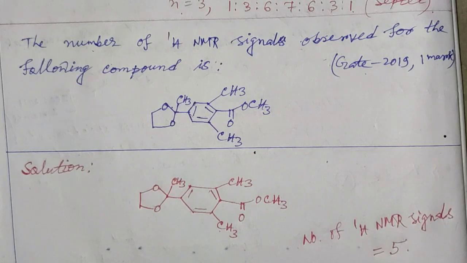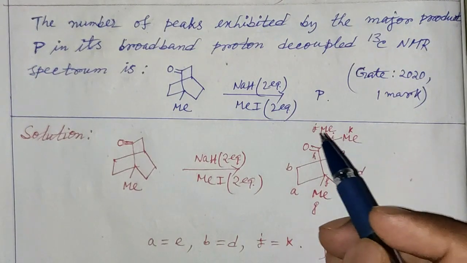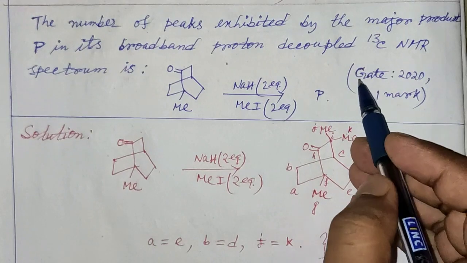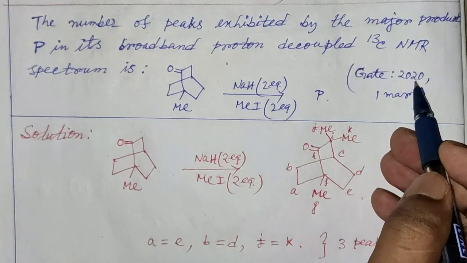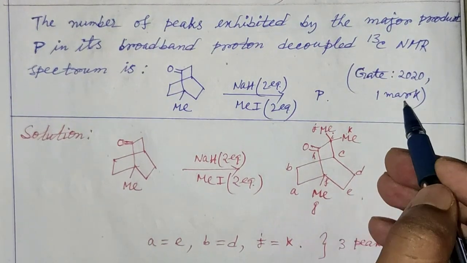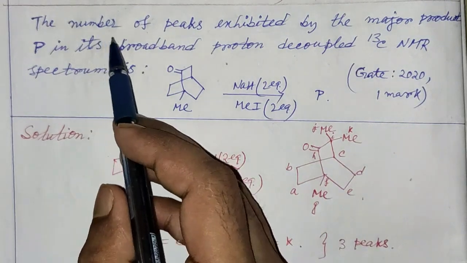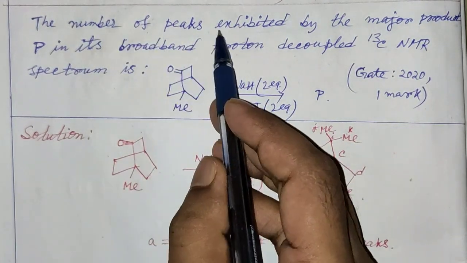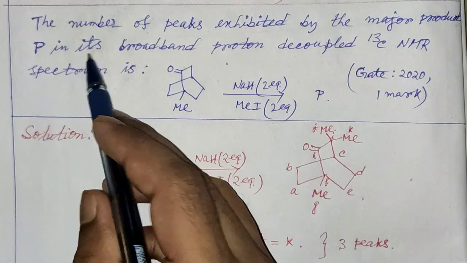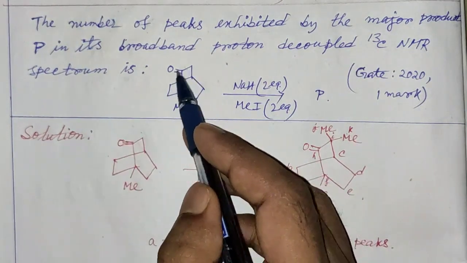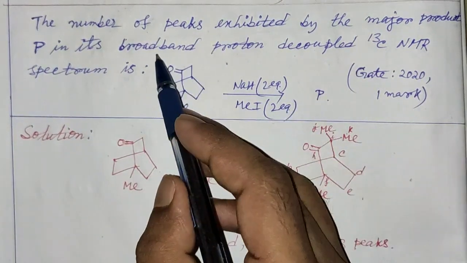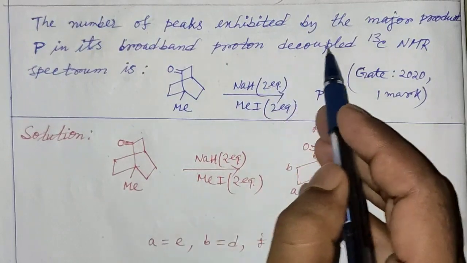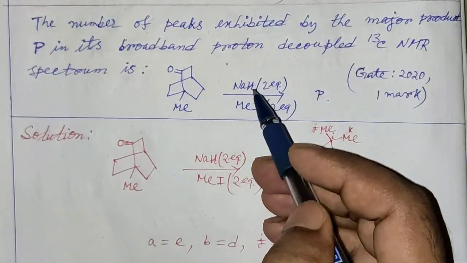Okay, this is the last question for this video. It was asked in GATE 2020, that is this year, for 1 mark. Now we have to calculate the number of peaks exhibited by the major product obtained from this reaction in the broadband proton decoupled 13C NMR spectrum.